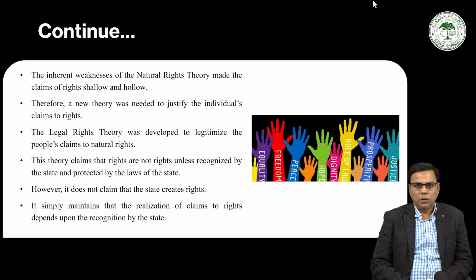According to John Locke, the father of natural rights theory, the main job of the state was to preserve the right to life, liberty, and property. How will a state protect these rights? Because if these rights are natural, then these natural rights must be incorporated in the law made by the state. Unless the legal sovereign recognizes the natural rights, they will be only shallow claims. So this is the reason that this theory claims that rights are not rights unless recognized by the state and protected by the laws of the state.